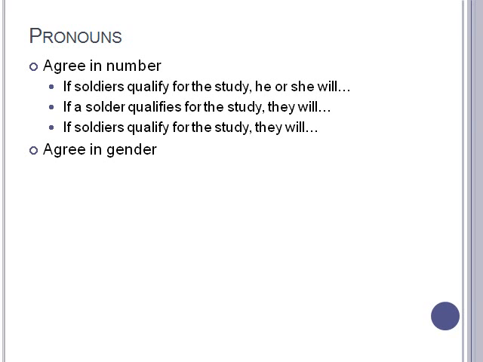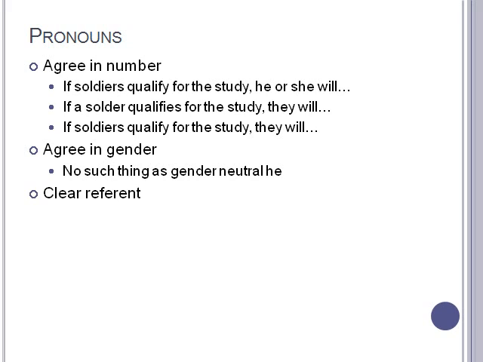Okay. You should also agree in gender. And if you're talking about something that's a person that's clearly male or clearly female, use a masculine or feminine pronoun in place of that. But at the same time, remember that there is no such thing as a gender-neutral he. So when talking about a person, don't say he, unless that person is exclusively a male.